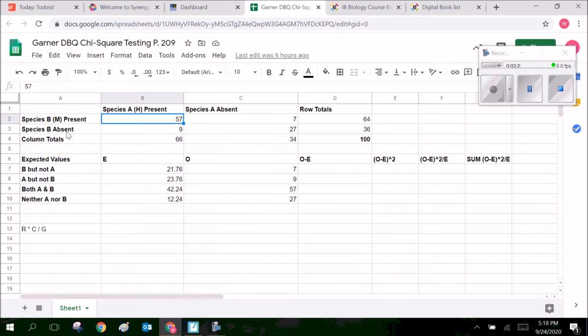So absent, absent is this box, and there we go. So we start with just these 4 numbers.